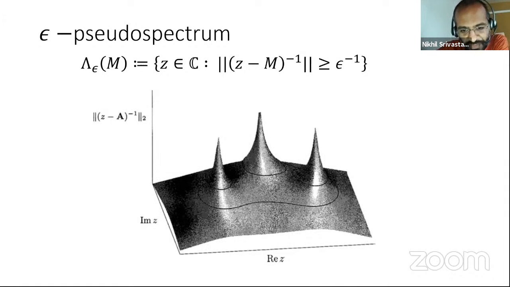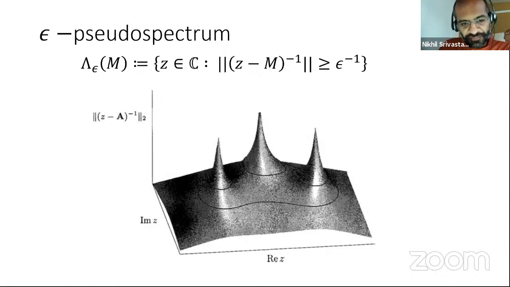In this picture, you have some matrix with 3 eigenvalues. The eigenvalues are the poles of the resolvent, and the pseudospectra are just the level sets of the operator norm of the resolvent, which become smaller as epsilon becomes smaller.